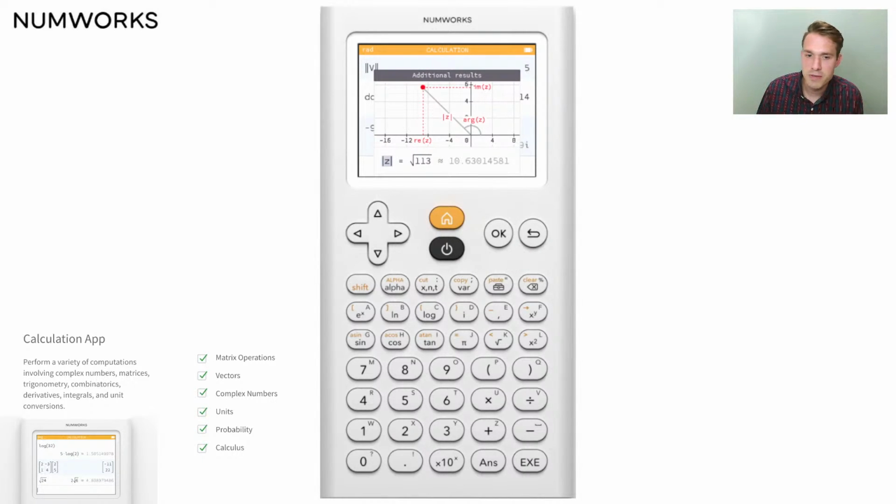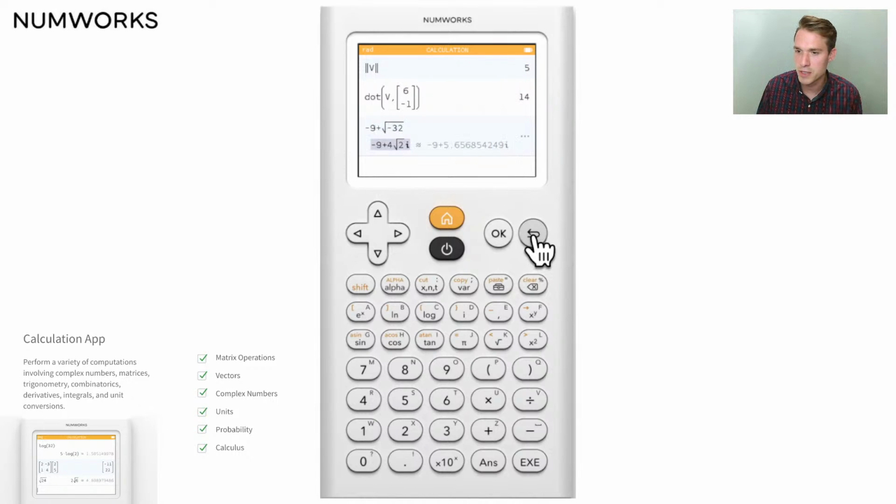results. In these additional results, you see that we have a visual of the complex number in the complex plane. So we've got the real axis here, as well as the imaginary. And if we scroll down, we can see that that real and imaginary part are listed for us, as well as some other information, including the absolute value here, and the argument, or the angle that this makes with the positive x-axis. So there are some additional results that can be helpful when you're evaluating things that involve complex numbers. So I'm going to hit this back key to get out of the additional results.